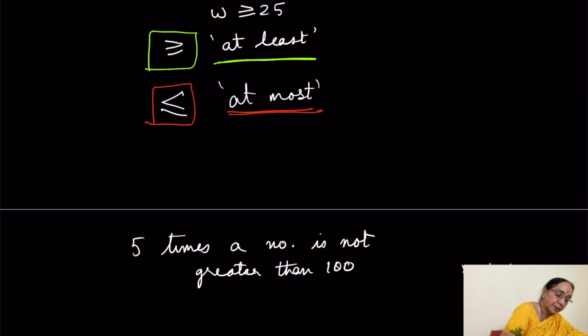Now this number let us keep as x. So 5 times a number is 5x. It is not greater than, so it has to be less than, and it can be equal to. So 5x less than or equal to 100.